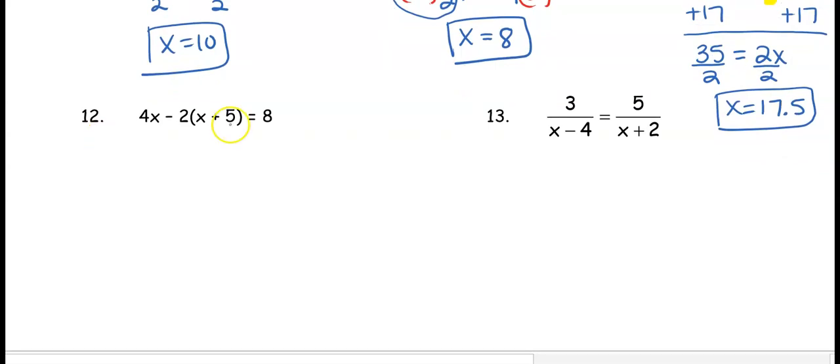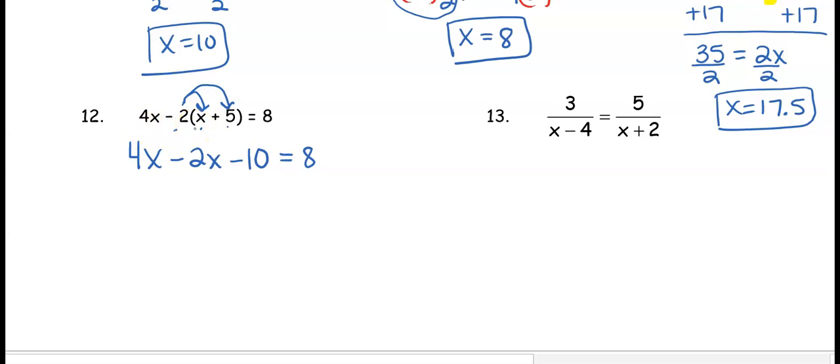For number 12, we see some parentheses here. So the first thing we're going to do is distribute that negative 2. That gives us 4x. Negative 2 times x is a negative 2x. Negative 2 times 5 is a negative 10. So again, that came from distributing the negative 2 here. The 4 is not being distributed because the 4 is not connected to that parenthesis.